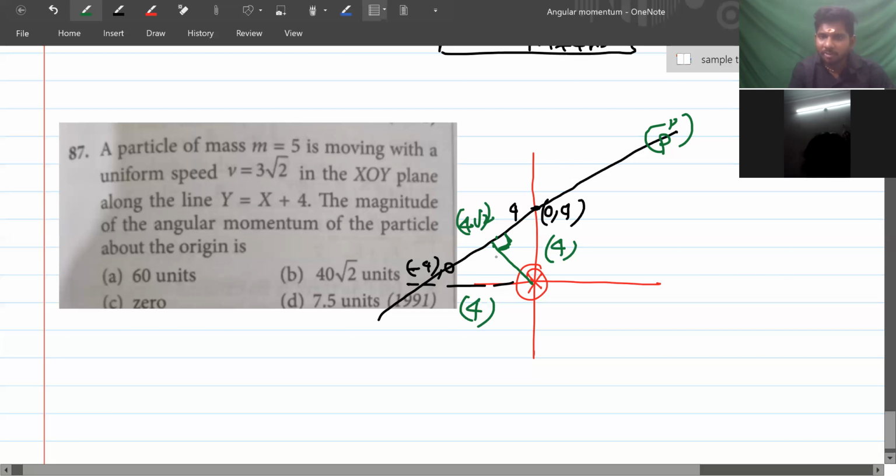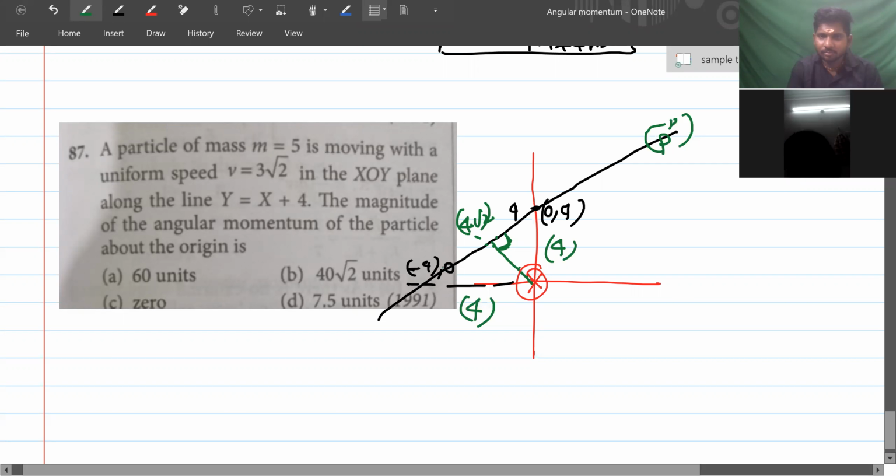Now, what is the perpendicular distance between that line and the point? There is a formula for that: ax plus by plus c by under root of a square plus b square. Is it required? It's a big formula. Is there no other way? As a mathematics student, you can try it, but suppose you are preparing for medical exams and don't use the formula. Is there an easier way?